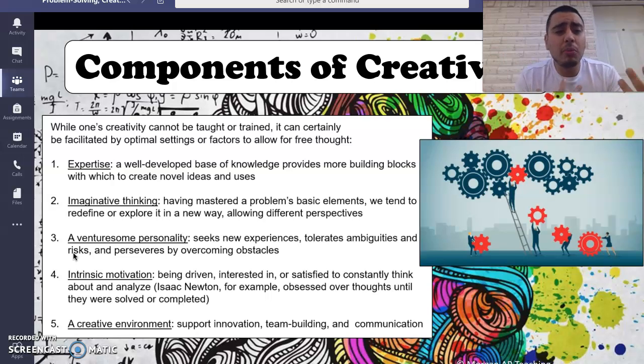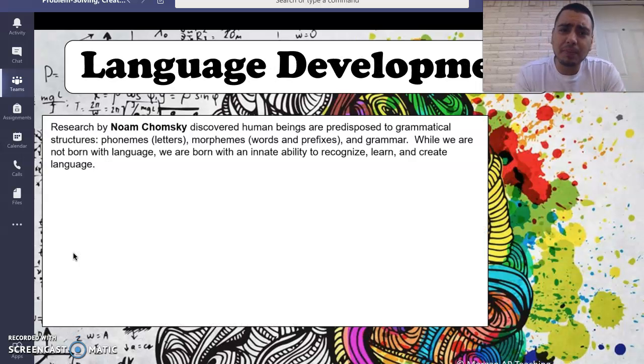Now, intrinsic motivation, we've talked about it being internal, a driven interest that the self wants. There's nothing outside the self that motivates but you and that thing you want. So intrinsic motivation is internal motivation. A creative environment also supports innovation, team building, and communication.